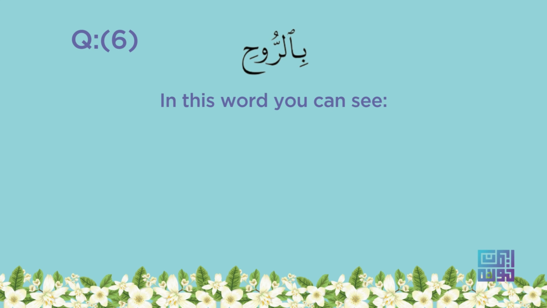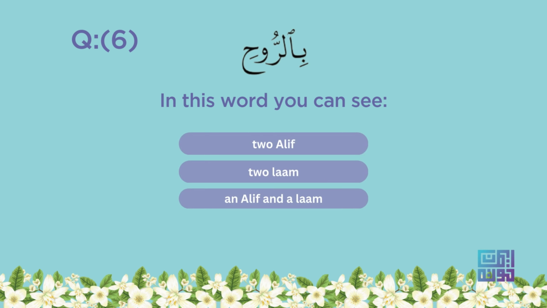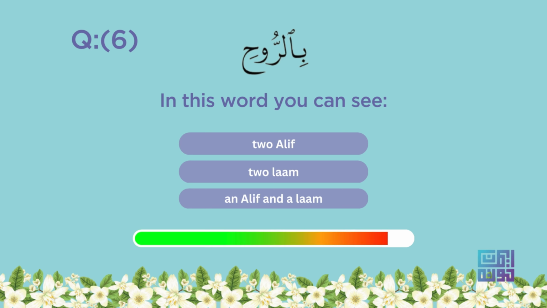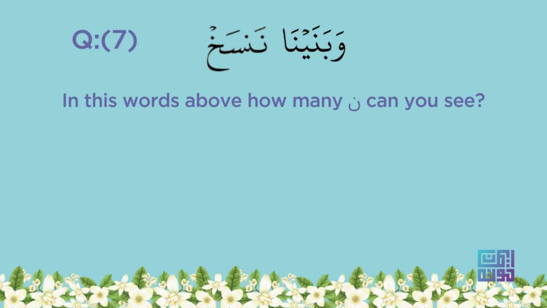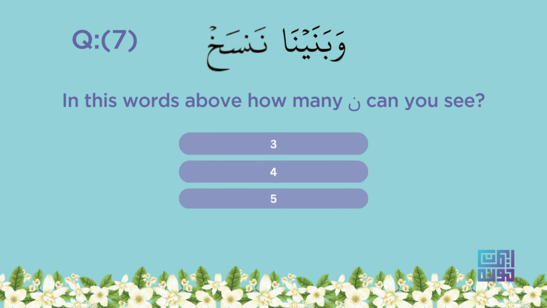Question number 6. In the above word, you can see 2 alif, 2 lam, an alif and a lam. Question number 7. In these two words, how many noon letter can you see? Are they 3 or 4 or 5?